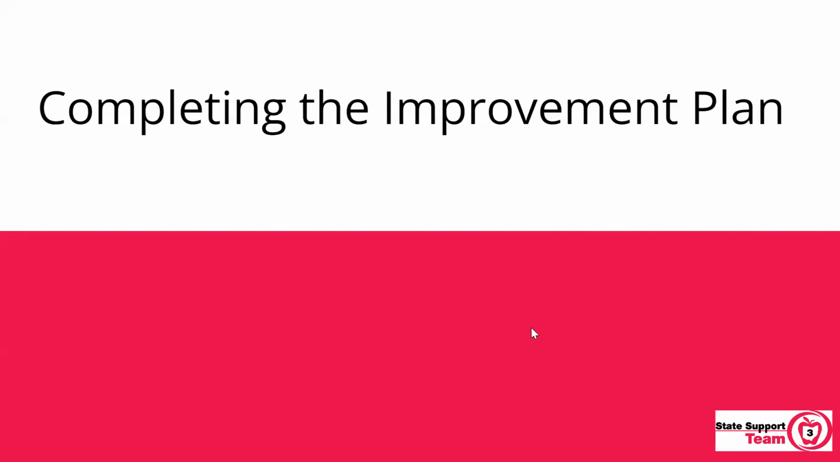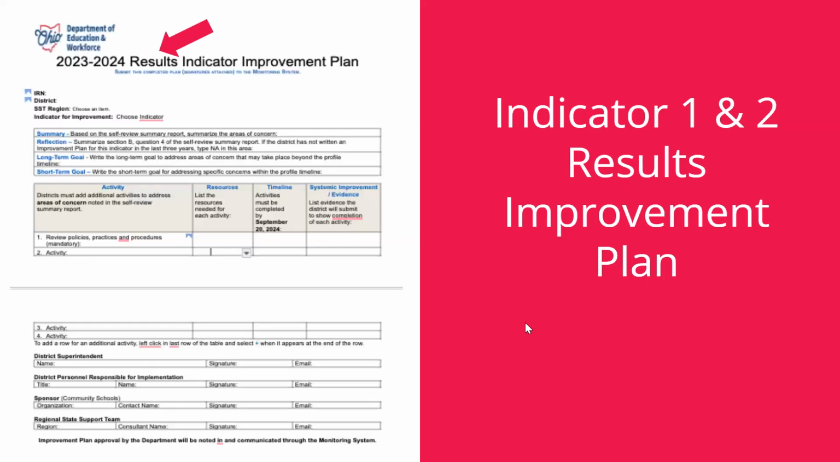So you have done your SRSR, you have identified your areas of concern, you have done your root cause analysis, you have identified the root cause. The next step is the completion of the improvement plan. As I said before, all of these forms are found on the SPP site. This is the form that your team will use to complete the improvement plan once you've determined your root cause.